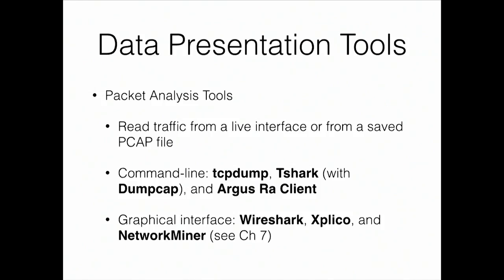There are data presentation tools. These are packet analysis tools that will take either live data or data saved in PCAP format, so it has all the information of live data, and then give you some way to hunt through it and find interesting things. So you've got tcpdump and Tshark. tcpdump is the classical Linux packet sniffer. It's been around forever, and it has the feature to search through packets to some extent. Tshark is the command line version of Wireshark.